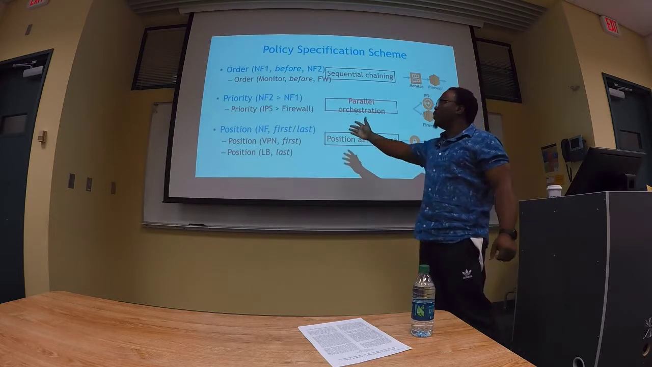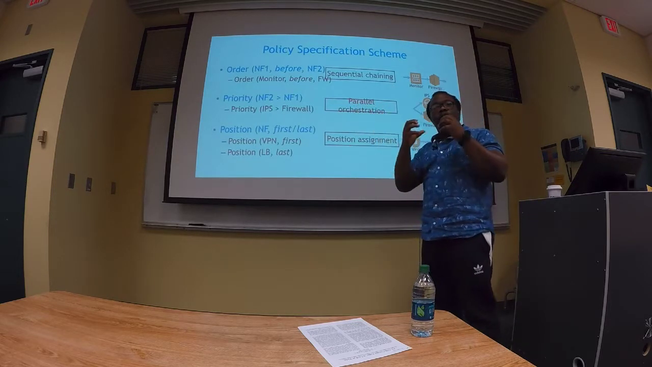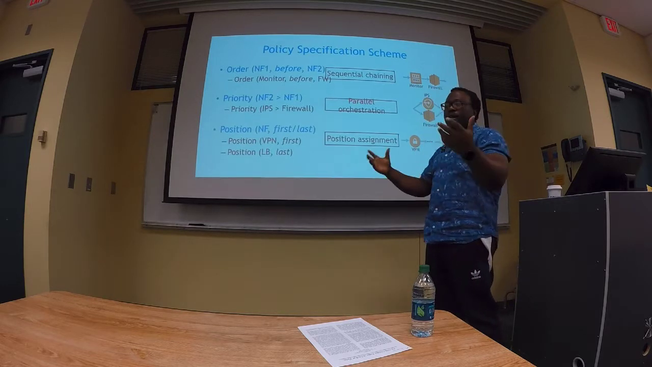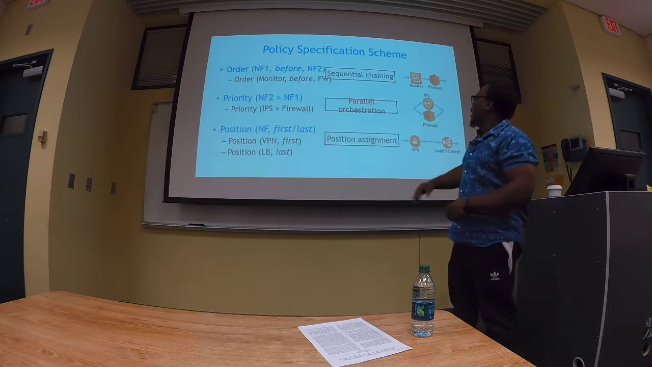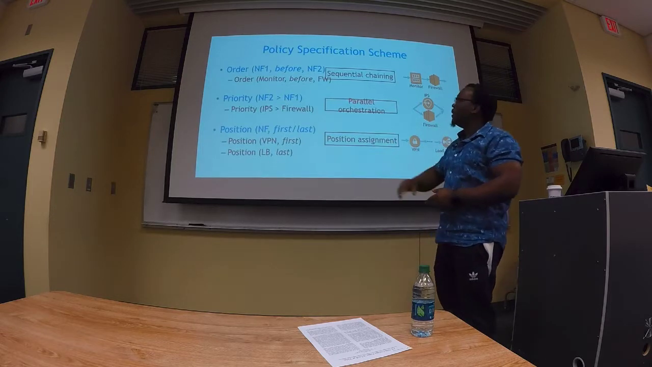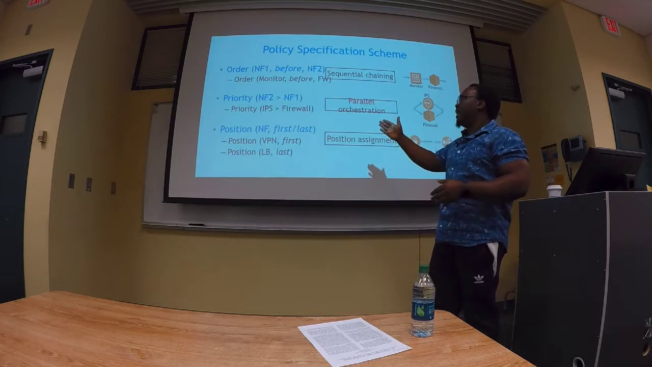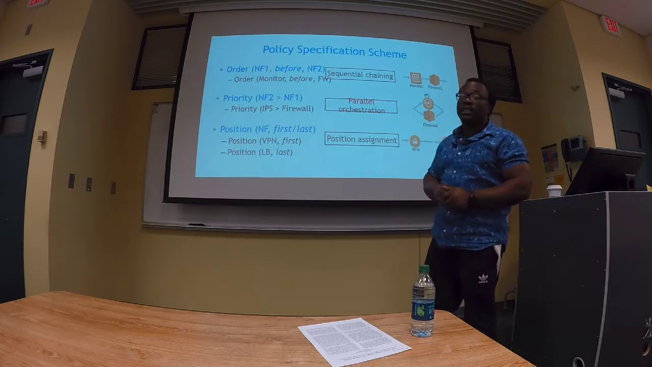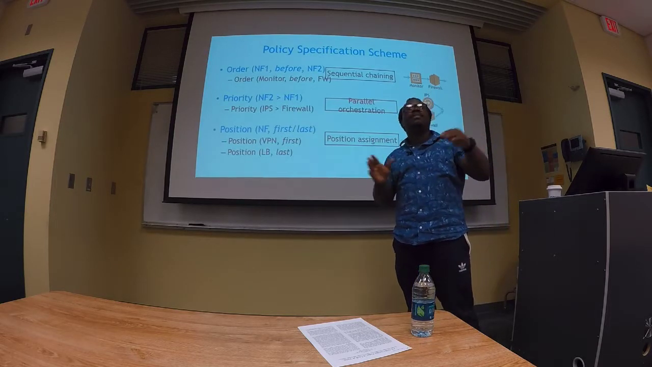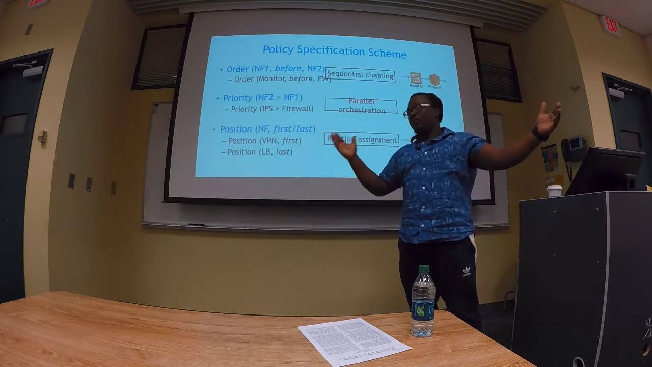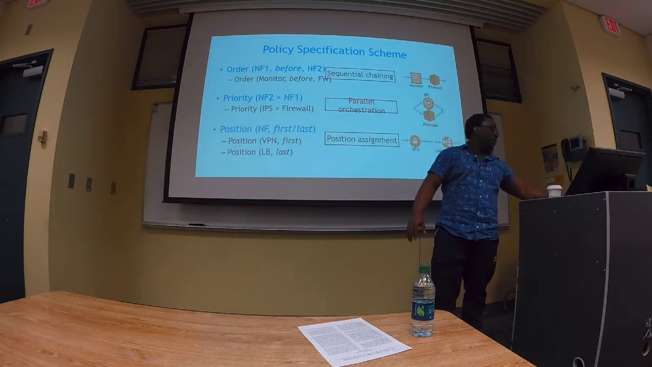The question is, how do we prioritize? Should we drop the entire packet, or should we still accept the packet in the network? And that's the parallel orchestration, where we have priority of NF2 is greater than NF1. And then we have the positioning. Now the positioning only deals with first and last. It's just to tell you what comes first in the chain and what comes last in the chain.